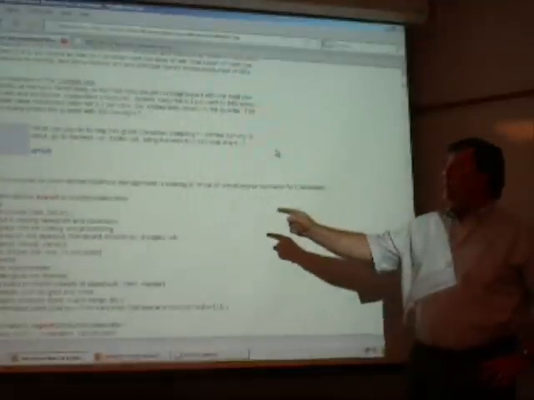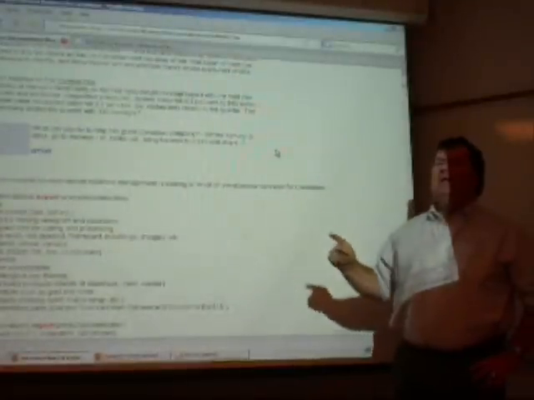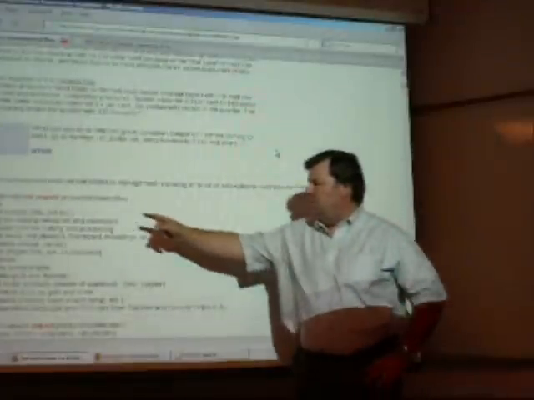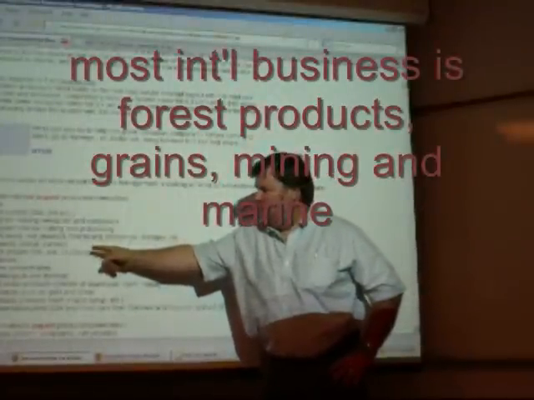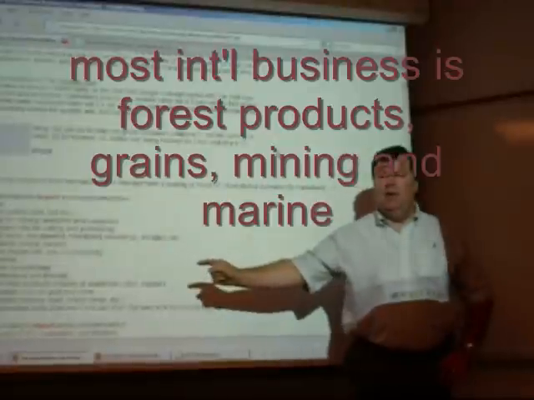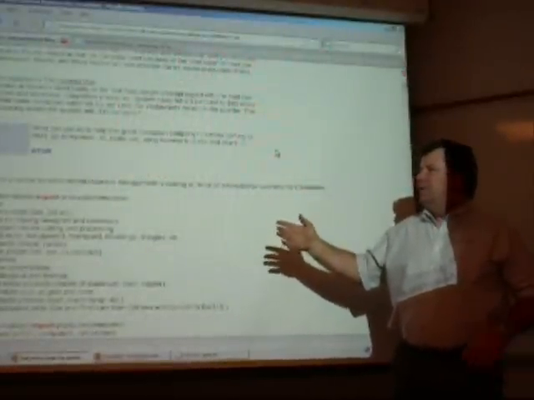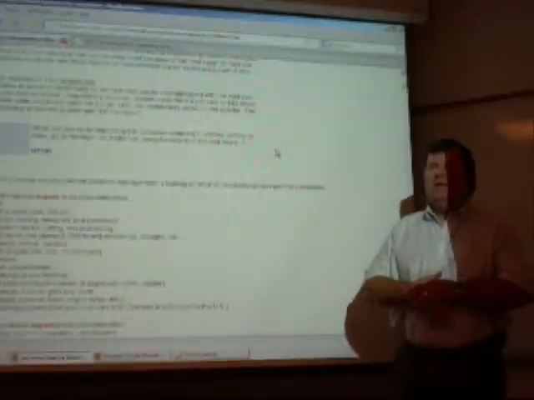Okay, now another point that I want you to read here is about what is international business in Canada. Most of international business in Canada is forest products, grains and oil seeds, marine products, mining and minerals. And when you're looking at these points here, obviously the most important relevance to you is that none of these things are in evidence in the greater Toronto area.